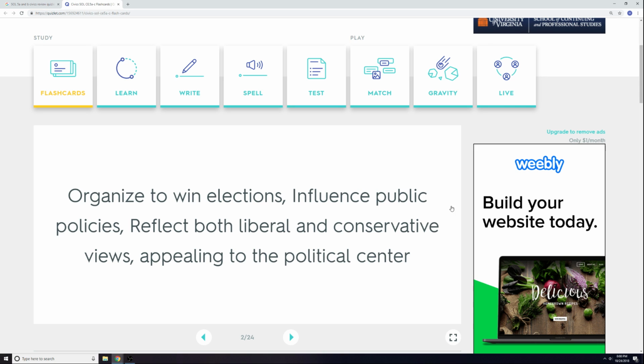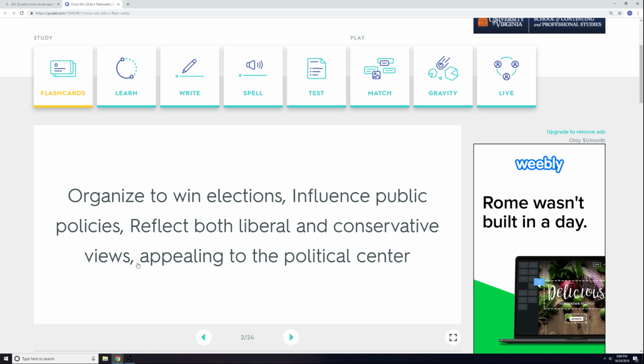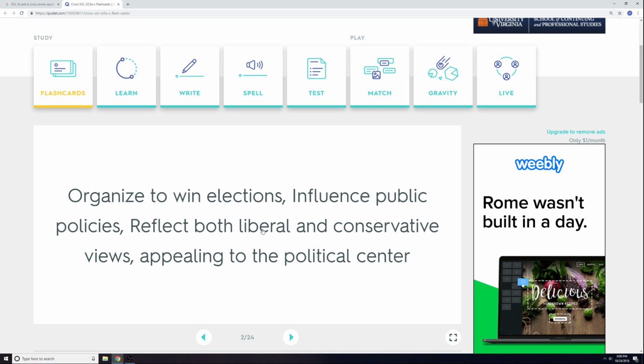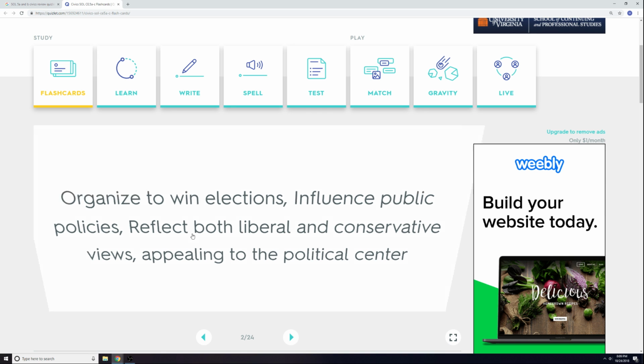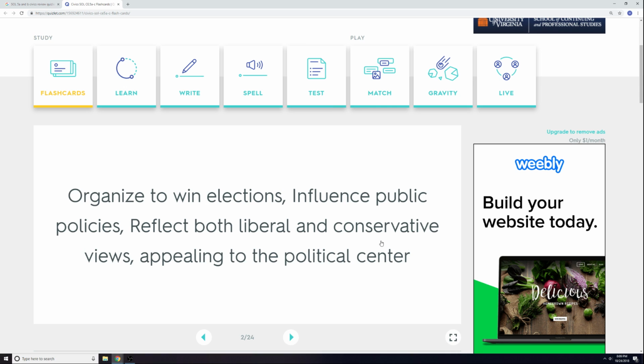They both want to win. They influence public policies. Public policy is a fancy way of saying government or our laws, our bills, all that kind of stuff. They reflect both liberal and conservative views. We talked about this. You could be a liberal, and that doesn't mean that every single thing you ever think of is liberal. You could have a conservative viewpoint. Same thing, you could be conservative and have liberal viewpoints. That's why it's a similarity. Reflect both liberal and conservatives.